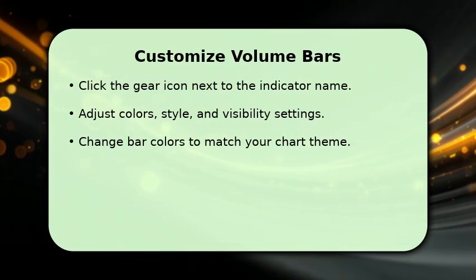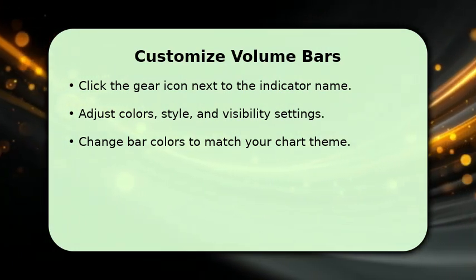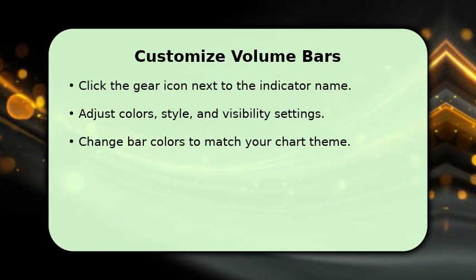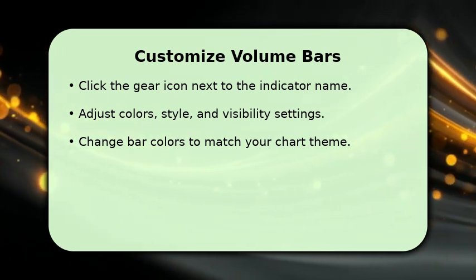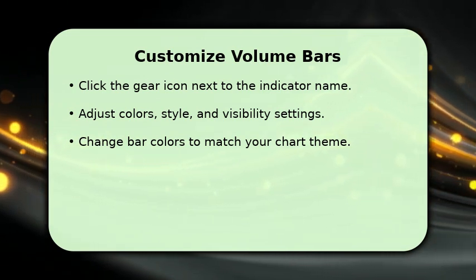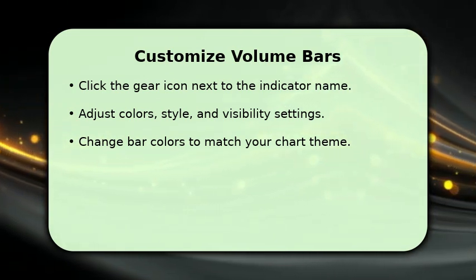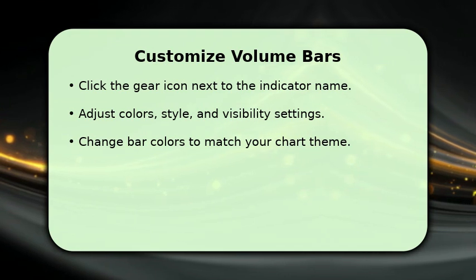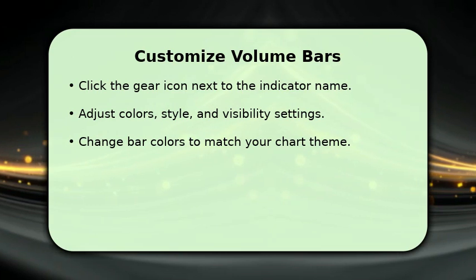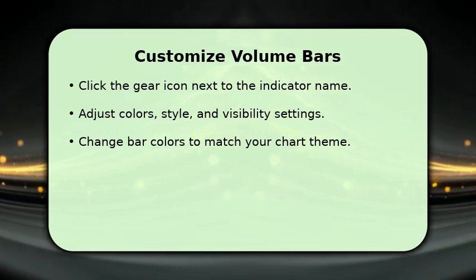To customize the appearance of your volume bars, hover over the volume indicator name on your chart and click the small gear icon. This opens the Settings menu. Here, you can change colors, adjust the style of the bars, and even modify their visibility. Many traders prefer to match the volume bar colors to their candlestick colors for easier interpretation.